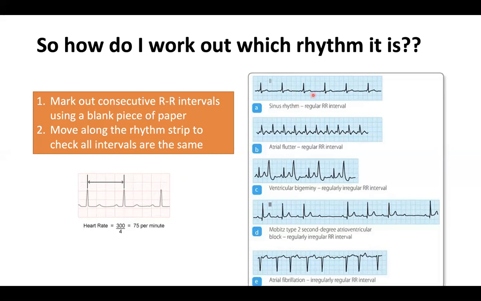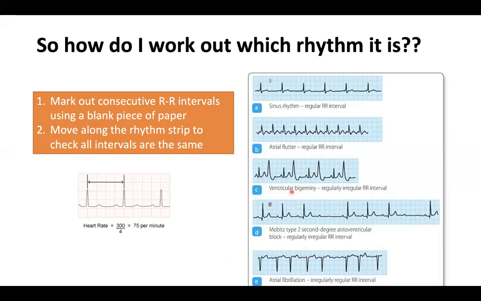So this is just depicting sinus rhythm. As I said before, there's a regular RR interval. If you took a piece of paper and marked these out as you went along, you would get the same repeating pattern. This is atrial flutter. Although there's a regular RR interval, there's a different morphology of the P waves and also the QRS complexes. But we won't really be going into complicated details surrounding atrial flutter and ventricular bigeminy, etc. today, but we might host a second session for that.